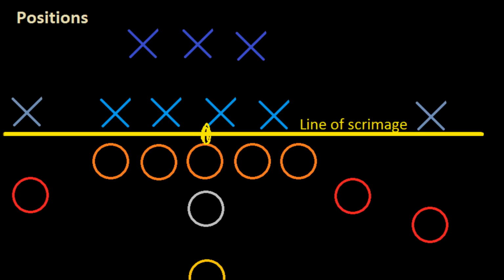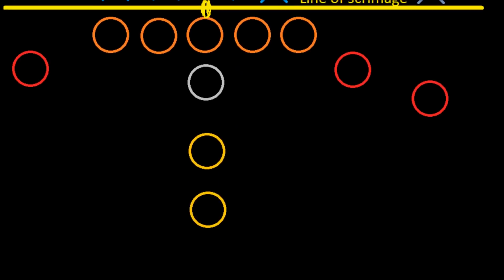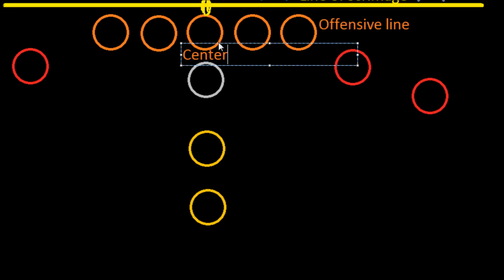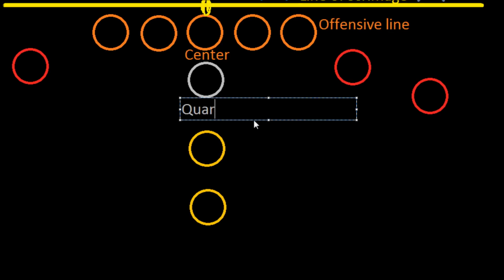So first, let's take a look at the guys on offense. And so that's these O's down here. And the offense will start with the offensive line. So that's these orange guys here. This is the offensive line. As you can see, there are 5 guys in the offensive line. The man in the middle is fittingly called the center, and the center is going to be the man who snaps the ball back to the quarterback. So we'll get back to him in a second.